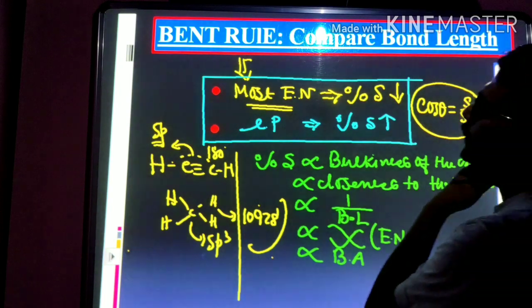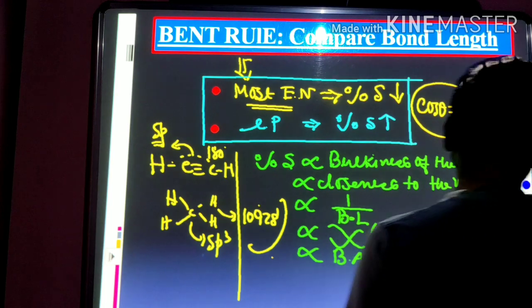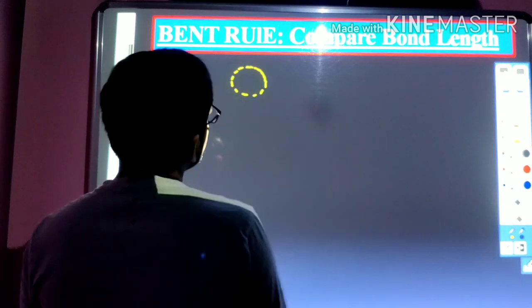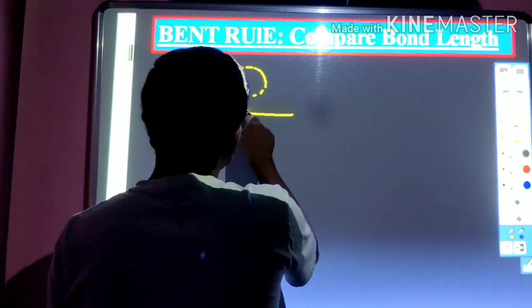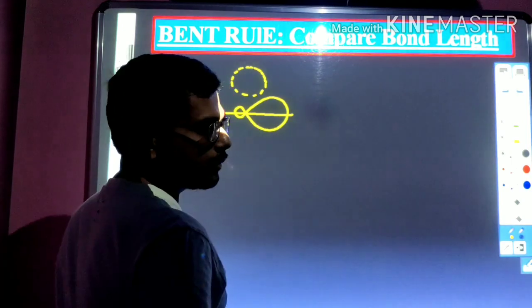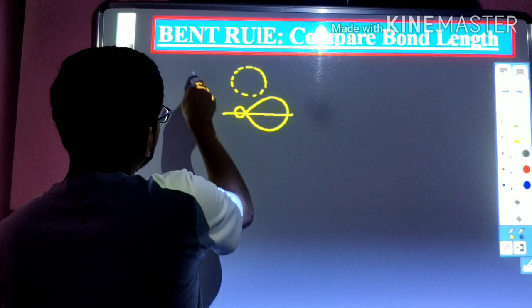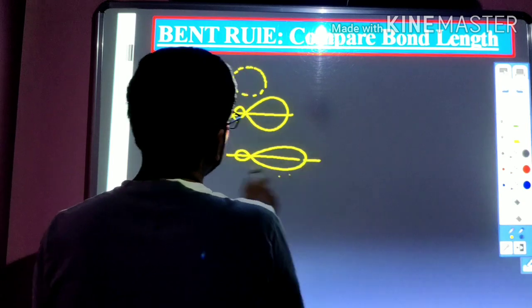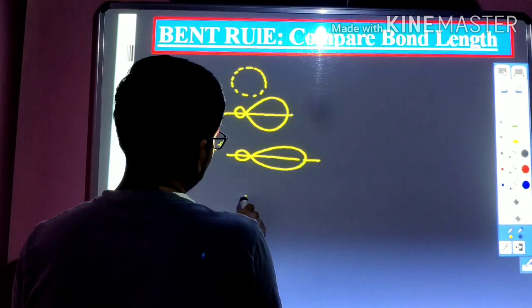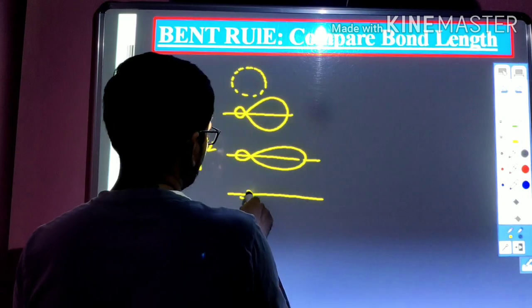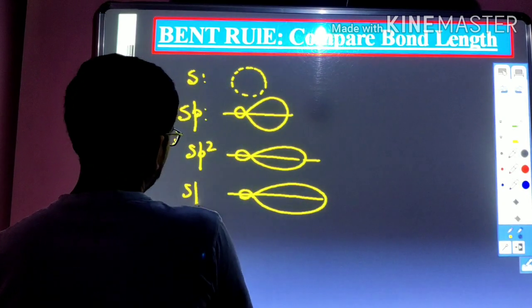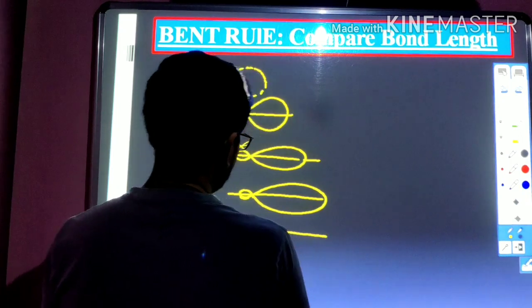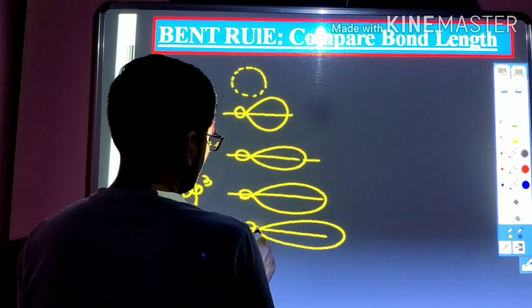Now let me show you one thing. Say this is the s orbital, and this is the hybridized orbital. Say this is sp, this is s. This one is sp2. This one is sp3. And this one, say this one.